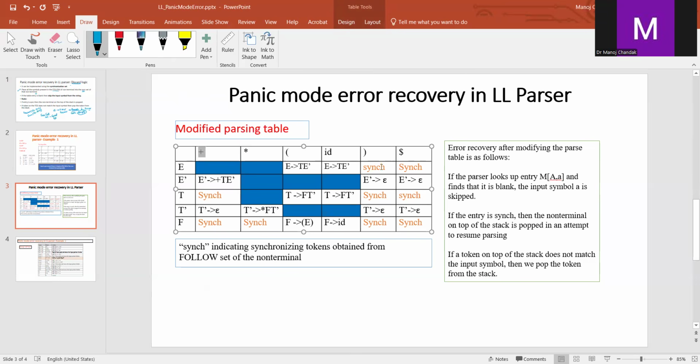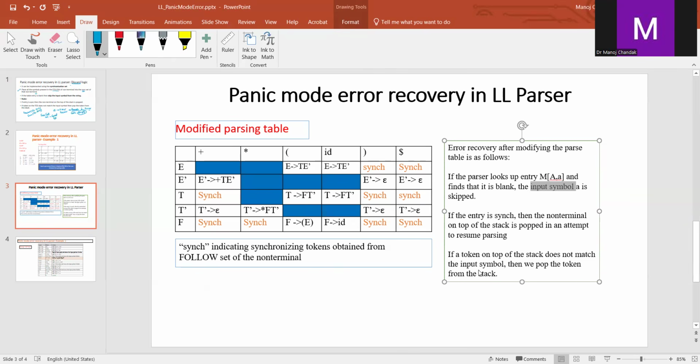If the entry is sync, then the non-terminal on the top of the stack is popped, and then the parsing is continued. So there are two basic ideas. One is skipping the input symbol, and one is popping the non-terminal. If the token on the top of the stack does not match the input symbol, then we pop the token from the stack. So logically, it is the idea of just continuing the parsing even if there is an error.